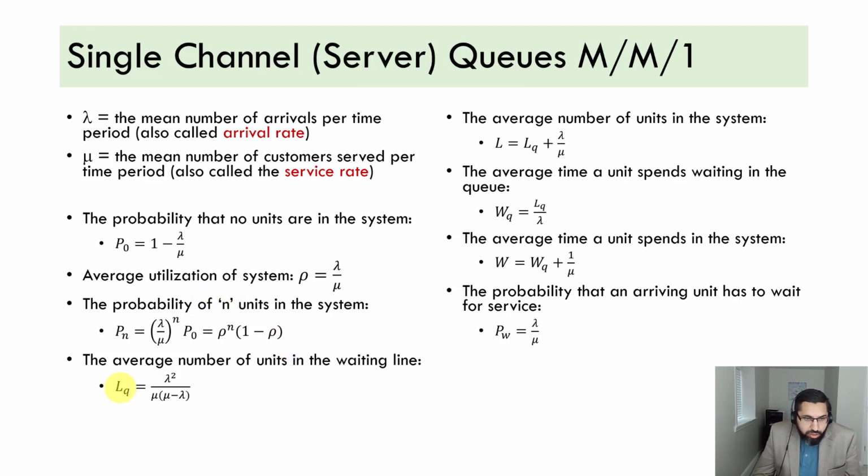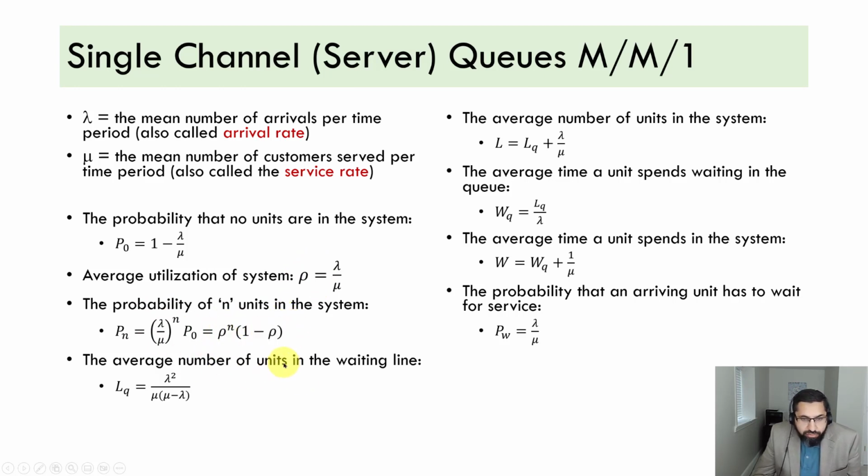So the number of units in the system is given by P of n, which is simply lambda divided by mu raised to power n multiplied by P0, which is right here. We can also represent the same thing in terms of utilization. Rho is utilization raised to power n multiplied by 1 minus the utilization.